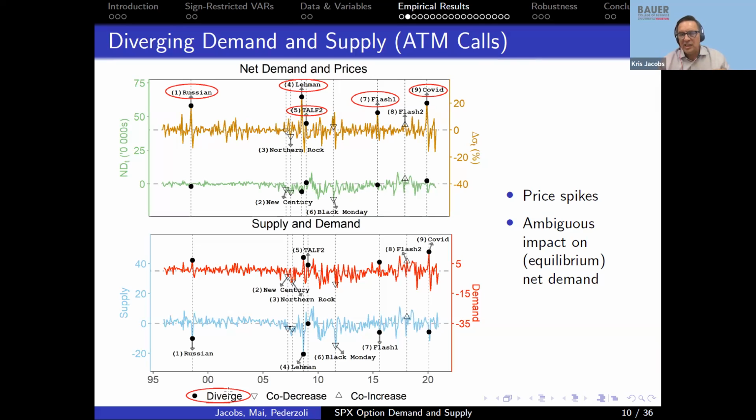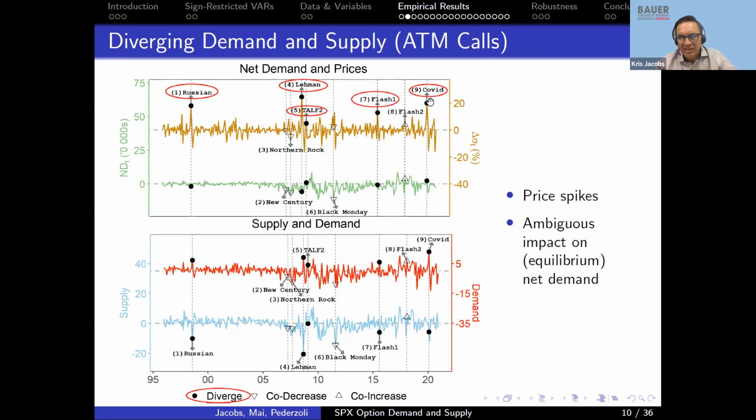And what happens in those cases? Well, it's very easy to see, right? If you just have demand and supply in your head, price will go up. And what will happen to net demand? Well, it depends on how big the shift in demand versus supply is. And that's exactly what you see here. So, and then you go back, let's just take COVID. That's the most obvious example to look at, right?